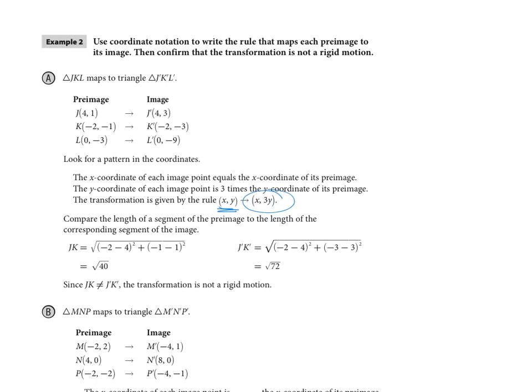And again, the rule is you want to put all the parts of that together. So the original (x,y) coordinate with the transformation arrow, and then (x, 3y) is the rule.